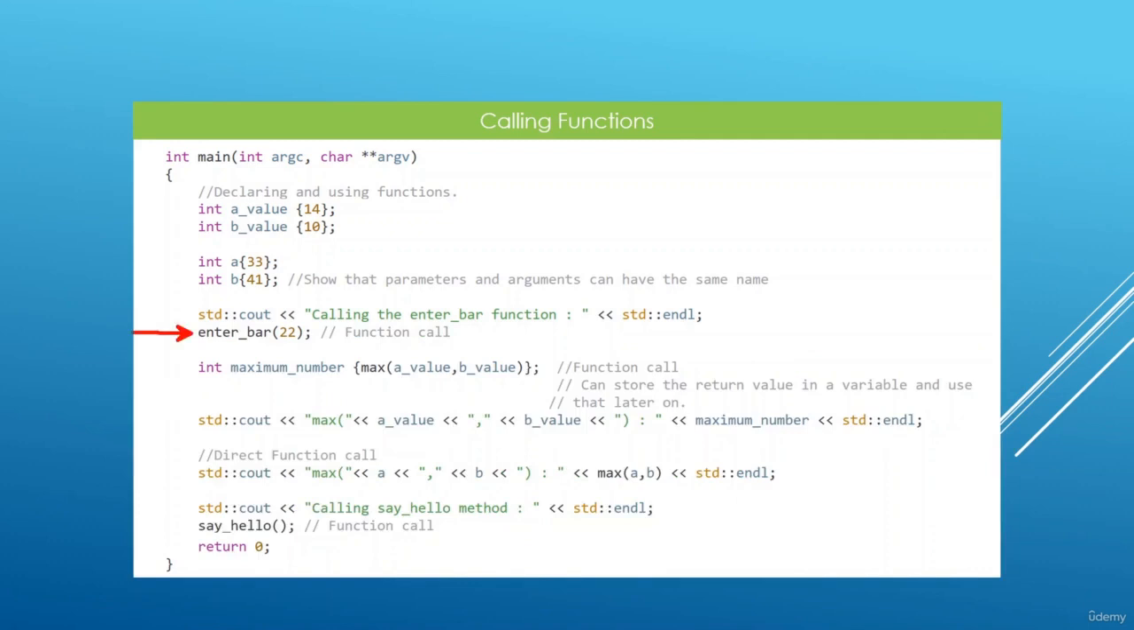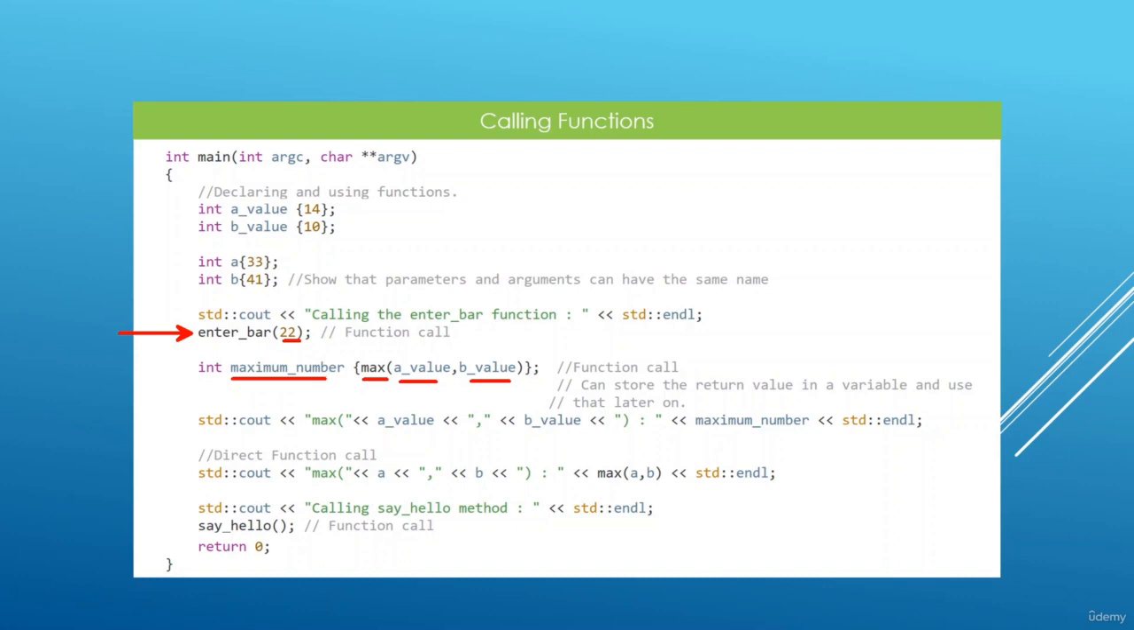So we can call this function like we do here and say enter bar. And you notice that we're not catching something out of this function. We're just going to call it, and we're going to give it input, which is 22 here. And the function is going to do its thing. So it's going to let us in because our age is greater than 18. Down here, you see we are calling the max function here. We are giving it two inputs, a value and b value, and it's going to return something. And the return value of this function is going to be used to initialize this maximum number variable here. This is what we are doing.